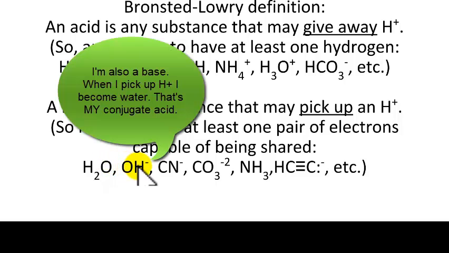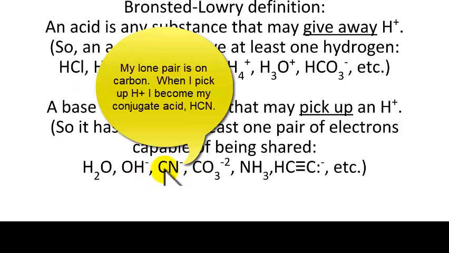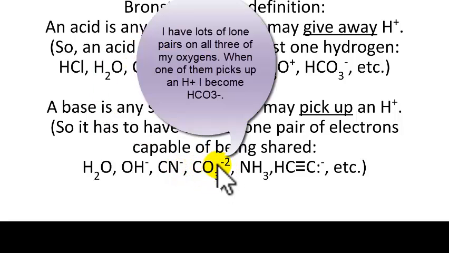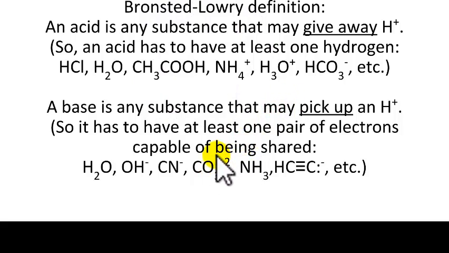Hydroxide has 3 lone pairs. It's obviously a sort of standard base. It can pick up an H+ easily, and become water. Cyanide is a base. It can pick up an H+. Carbonate is a base. It can pick up H+. Obviously, it has a negative charge too. When it picks up an H+, it will become bicarbonate, and so that's the conjugate acid of that base. We'll see a lot more about conjugate acids and bases here in a few minutes.